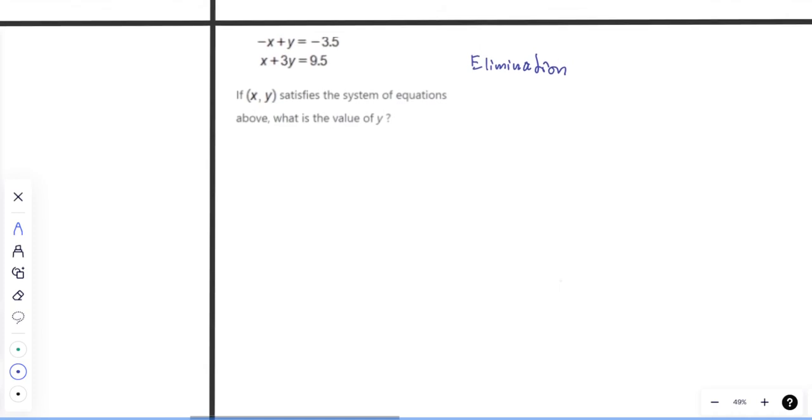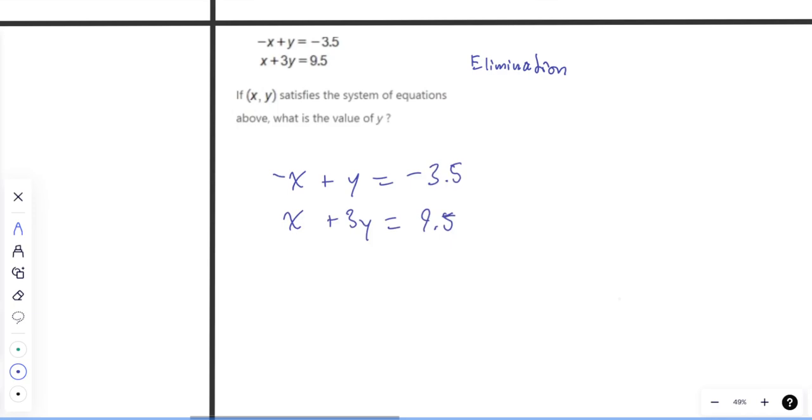It's very set up for elimination because you could just add both of these equations together. Or, let me rewrite it. Negative x plus y equals negative 3.5. And we get x plus 3y is equal to 9.5.